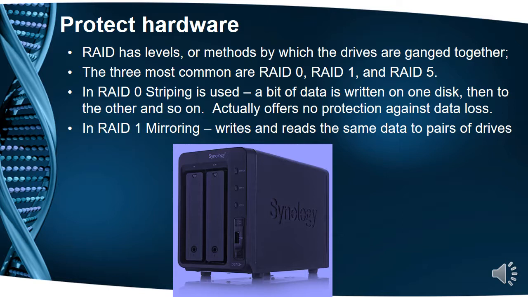RAID has levels or methods by which the drives are ganged together. The three most common are RAID 0, RAID 1, and RAID 5. In RAID 0, striping is used. That is where some data is written to one disk and then to the other, and back on the first disk, then to the other, and so on, as if they were doing stripes. Actually, this type of RAID does not offer protection against data loss, because if one drive fails, you still have lost data. In RAID 1, mirroring is used. So the same data is written and read from pairs of drives at a time, which offers better protection.